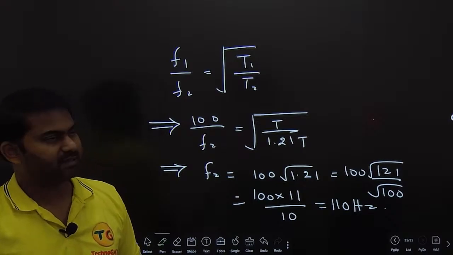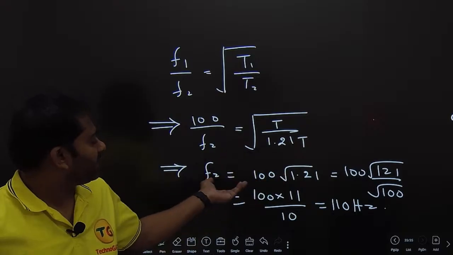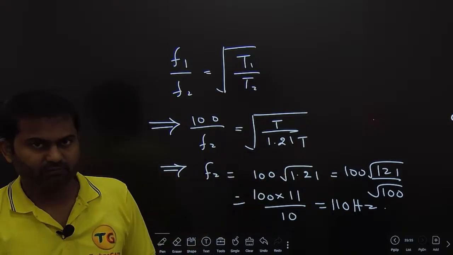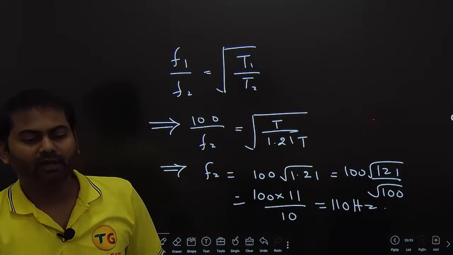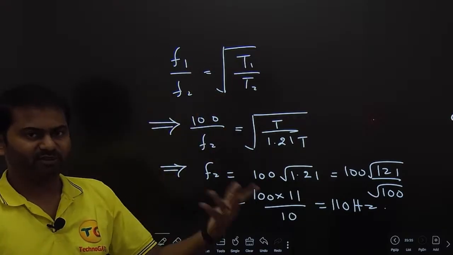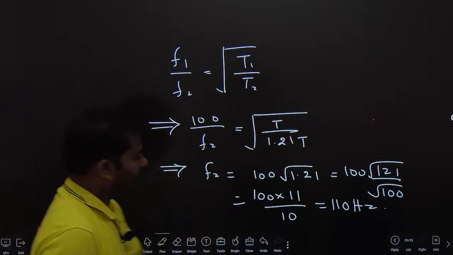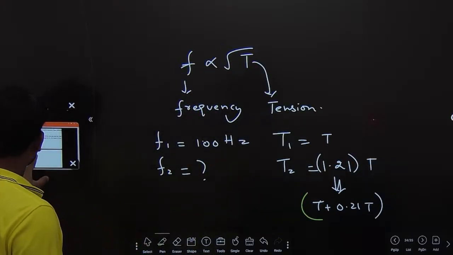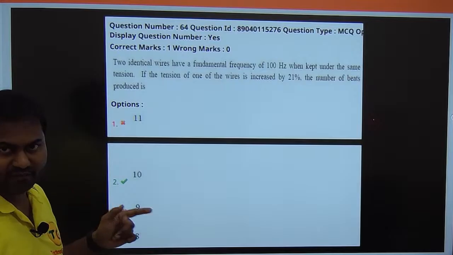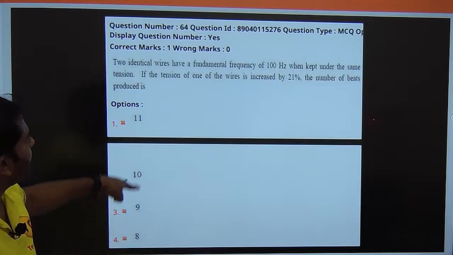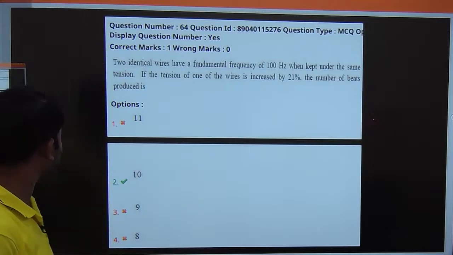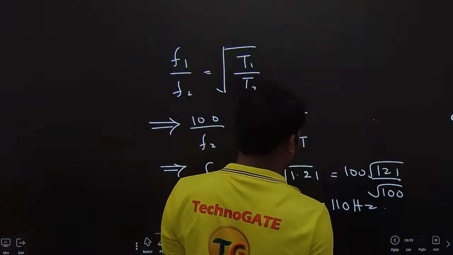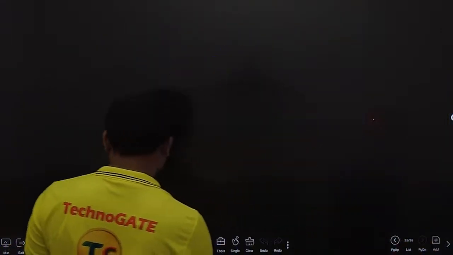So you have increased the tension by 21%, but the frequency got increased by 10% here because it is 110 Hz. It increased by 10 over 100, so 10%. Fine. Please copy this. If you see the options, they are not asking the final frequency, they are asking for beats. Beats is anyways easy, so we need to do one more extra step here. Clear?